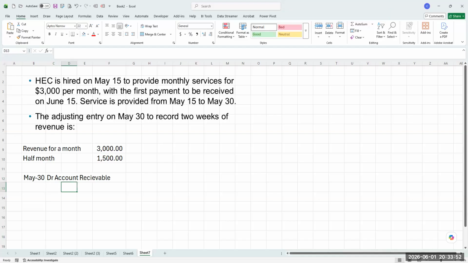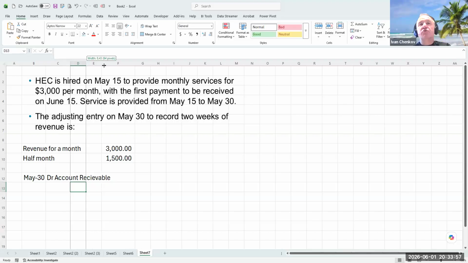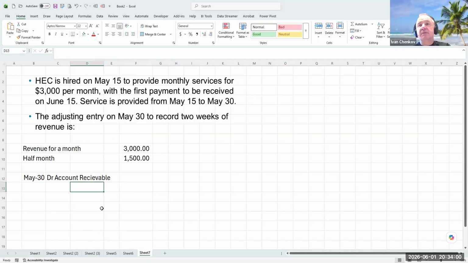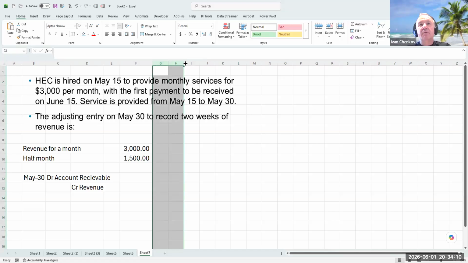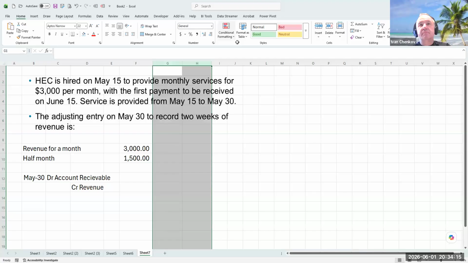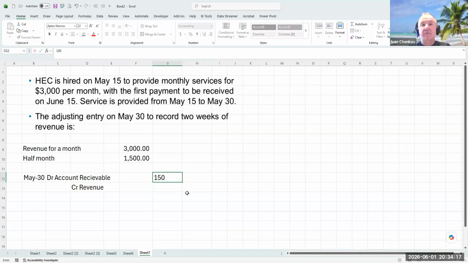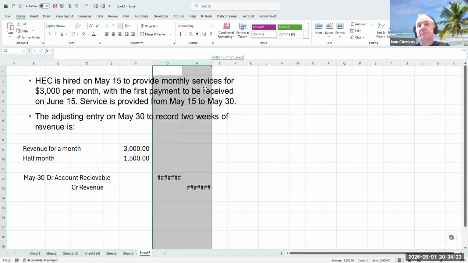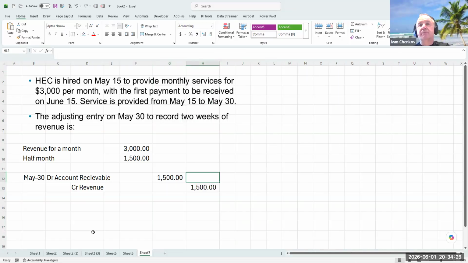Yes. And which account am I going to credit now? The account that shows that we provided the services. Credit revenue. How much? Same amount. So how much will be our amount in this case? That should be $1,500. So $1,500 here and $1,500 here. And we're done with this. Make sense?